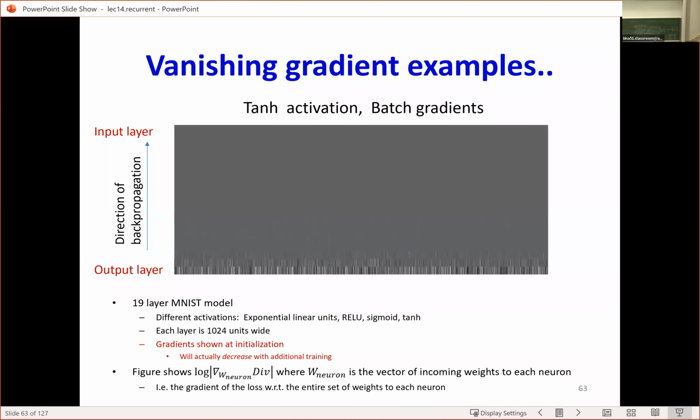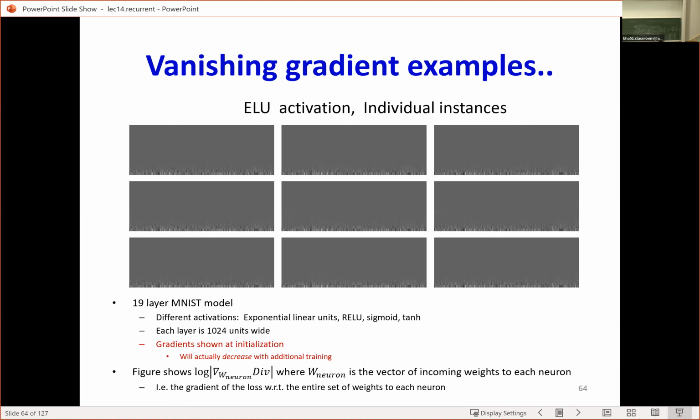Now this is for a batch. If I look at individual instances, you get the same kind of patterns. What you find is that as you go back through the network, after a few layers the derivatives have disappeared and gone to 0, right?